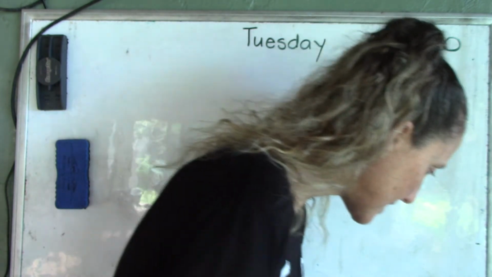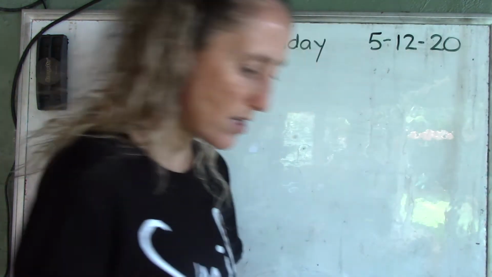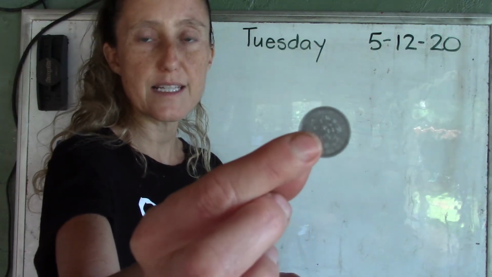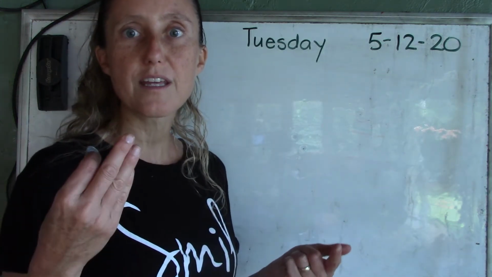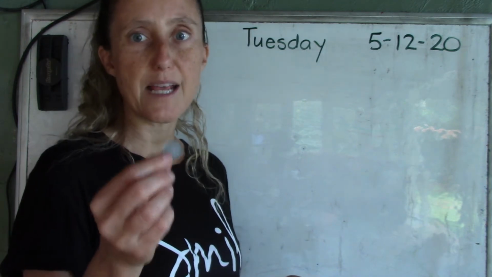Also, today, the kindergarten will be using these in their worksheets. What coin is that? A dime, and dimes are worth 10. So we're going to count by 10s when we count dimes.